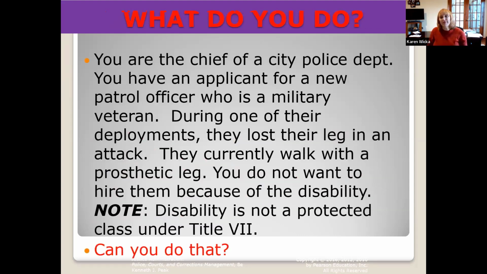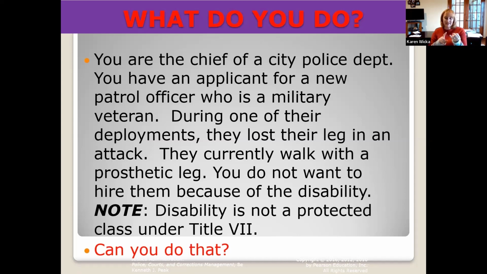Now, you're a chief of police department. You have an application for a new patrol officer who is a military veteran. During one of their deployments, they lost their leg in an attack. They currently walk with a prosthetic leg. You do not want to hire them because of the disability. Now, disability is not protected under Title VII.